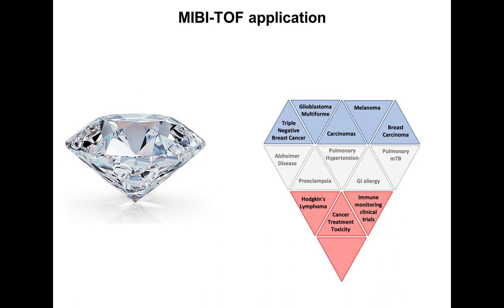So, as you can see from this figure, we are currently working on several cancer types depicted in blue, like triple negative breast cancer, glioblastoma, several carcinomas in lung, pancreas, bladder, and kidney, melanoma, and breast carcinoma. We are also actively working on other inflammatory and infectious diseases like Alzheimer's, pulmonary hypertension, preeclampsia, and mycobacterial tuberculosis.